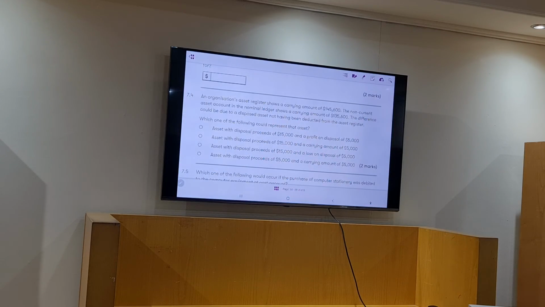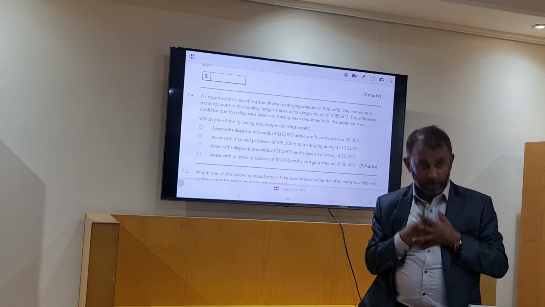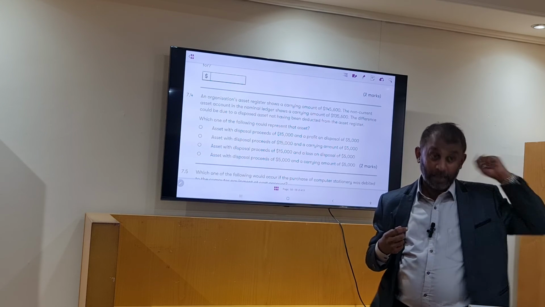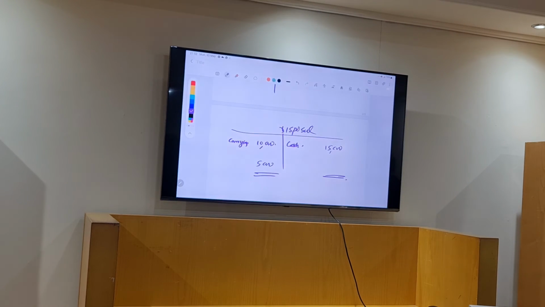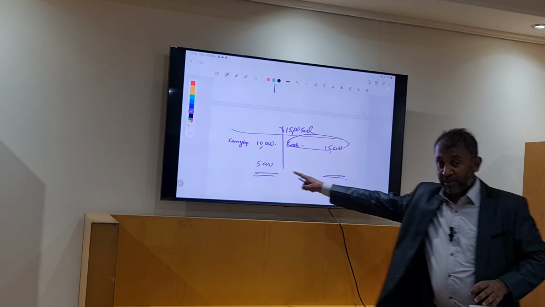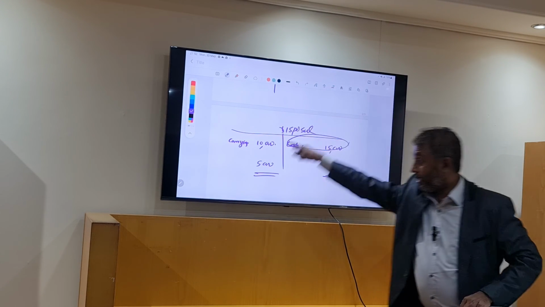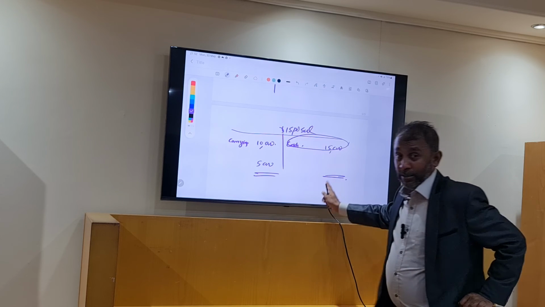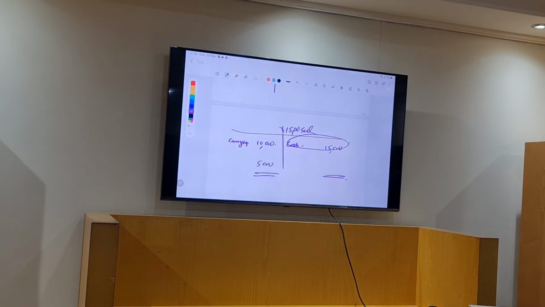Carrying amount is 10. You have 15,000 proceeds. So when I receive 15,000, you debit cash and then credit the disposal account. So that's what I did here. I credit my disposal account. I debited cash because I received cash. Then I made a profit of 5,000. So in the P&L account I credit and I debit it. So when I balance this account, I have a 10,000 carrying amount. So this seems like the answer. We will hold on. We will not decide. We will go to the second one.